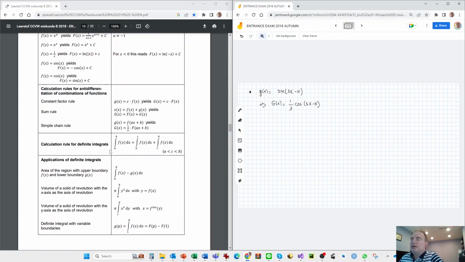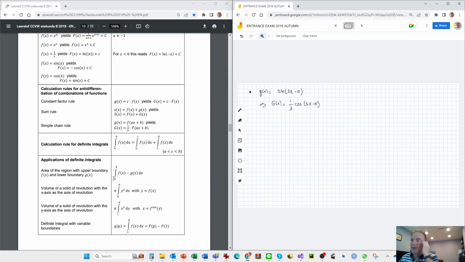Then a definite integral is given here. It can be split up into two intervals if this c here is between a and b. I think that's pretty obvious. And an often asked question is about the area of a region with an upper boundary and a lower boundary, given by two functions f and g. That definite integral is given here.